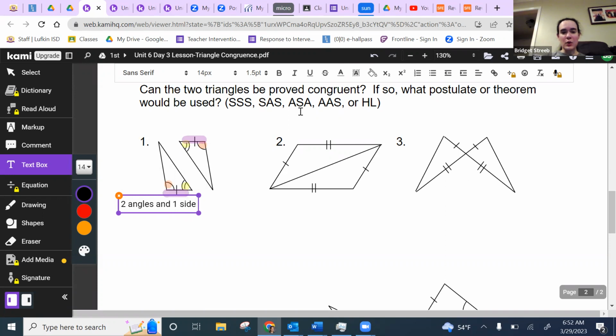So we have to look at where the side is. If it's included between the two angles, it's made by the two angles, or if it's not made by the two angles. So this one, this side has endpoints of those two angles, so it's made by those two angles. So we have angle, side, angle.